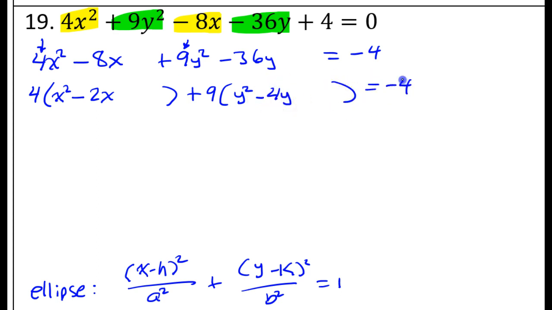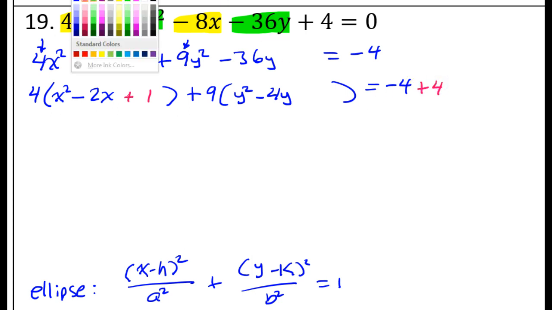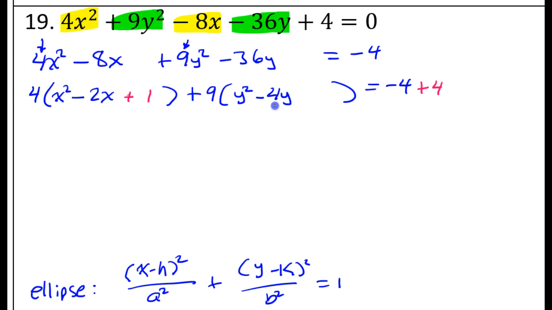Now that you have pulled out the leading coefficient, now you complete the square. Half of this is negative 1, square it, and that's a positive 1. But actually it's 4 times 1, so that's a 4. So that's why I'm going to add 4 on the right hand side. Meanwhile, over here, half the middle is negative 2. Square it, and that's positive 4. But really, it's 9 times 4. That's 36. That's why I'm adding 36 to the other side.